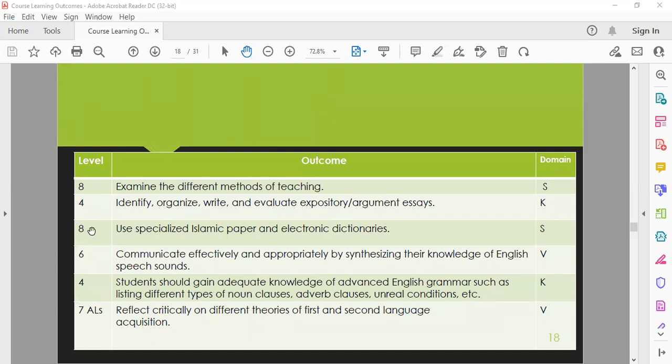For the second one: identify, organize, write, and evaluate expository argument essay. This is from level 4. It's very clear that since we have an essay at the end, this is a Writing 4 course. What's wrong with this outcome? Who can help?